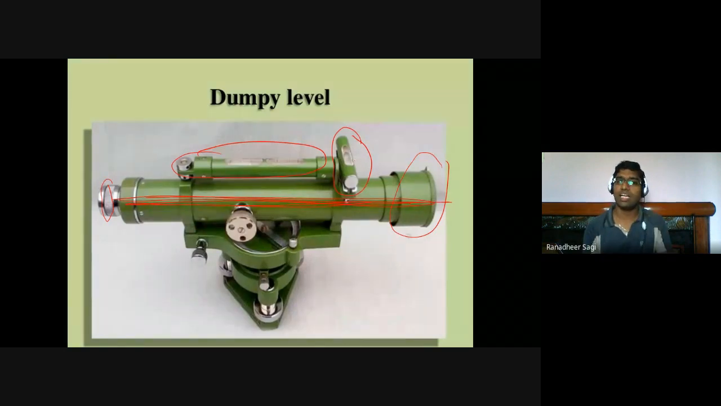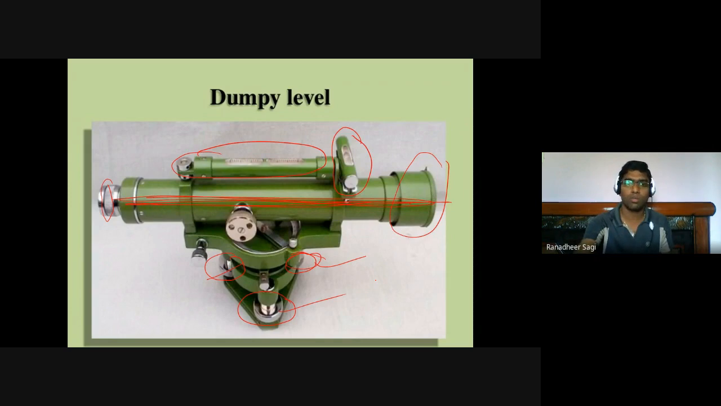So how do we level that instrument? With the help of what are called foot screws. You can see here, this is one foot screw, this is another foot screw, and on the other side, back of it, you will have another foot screw here. With the help of these 3 foot screws, you adjust the leveling of that particular instrument. How we do the adjustment of that leveling, we'll talk about after a couple of slides.